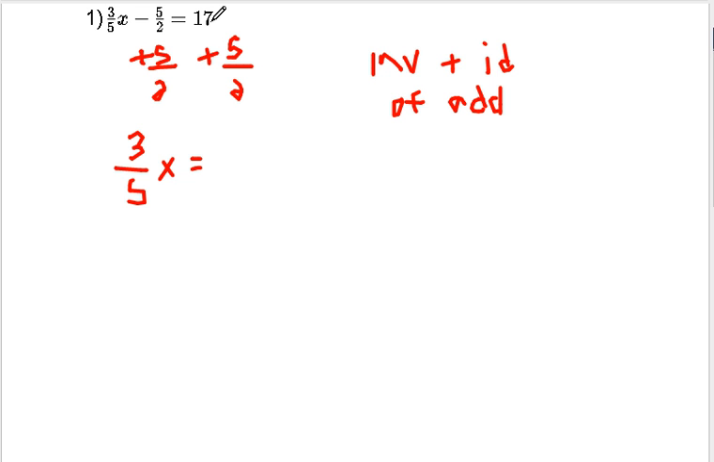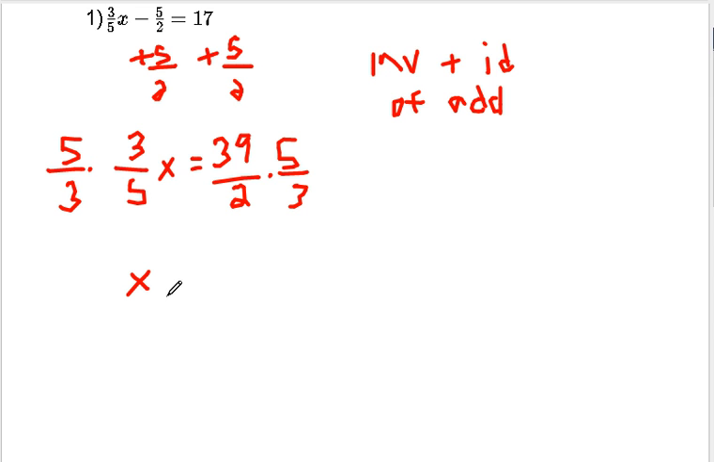Okay, so 17 is the same as 34 over 2. So plus 5 is 39 over 2. You might say 19 and a half if you added it that way, but that's equal to 39 over 2. Now I'm going to multiply both sides by 2/3, because I will get 1x over here, which is just x. I did that because of inverse and identity of multiplication.